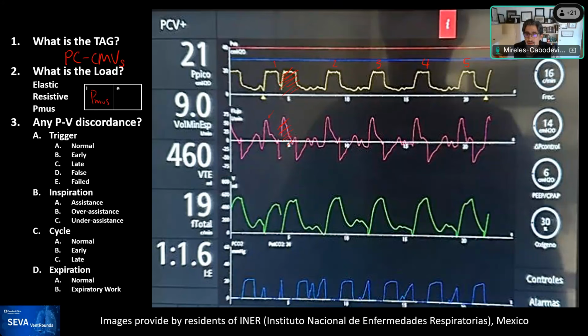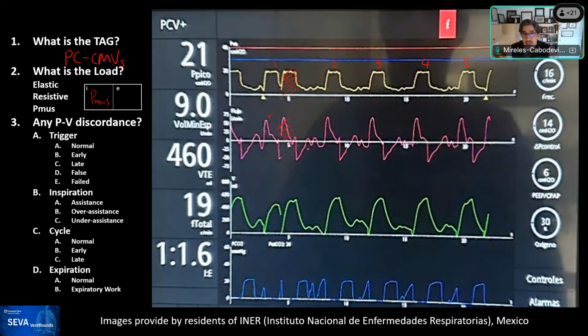And if we look at the expiratory flow, you can see that it returns to baseline really fast, right? So this would be consistent with what? Elastic, resistive, or PMOS. Yeah, so that's consistent, correct, with elastic.